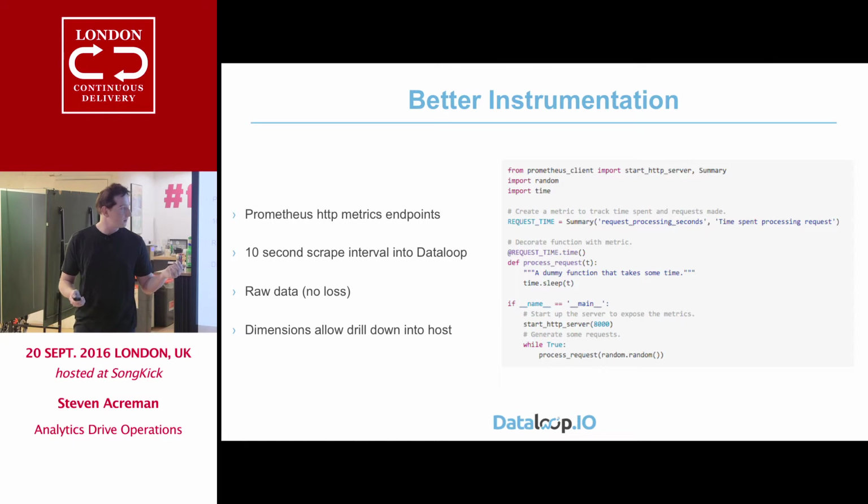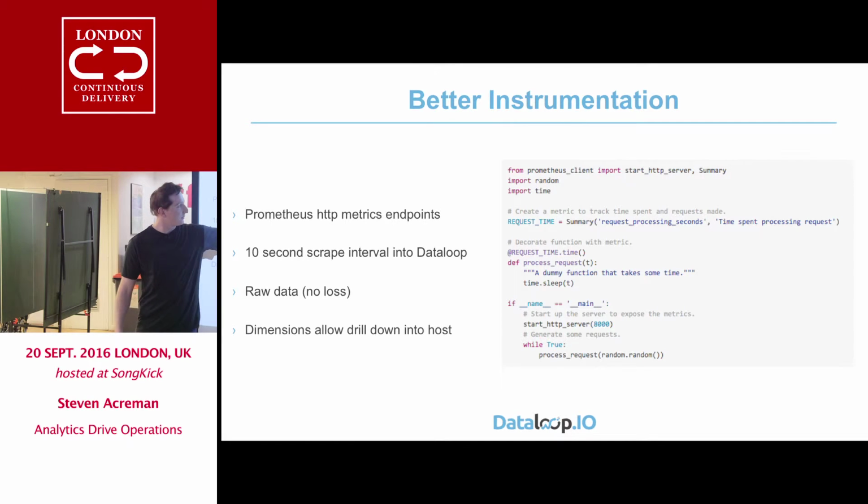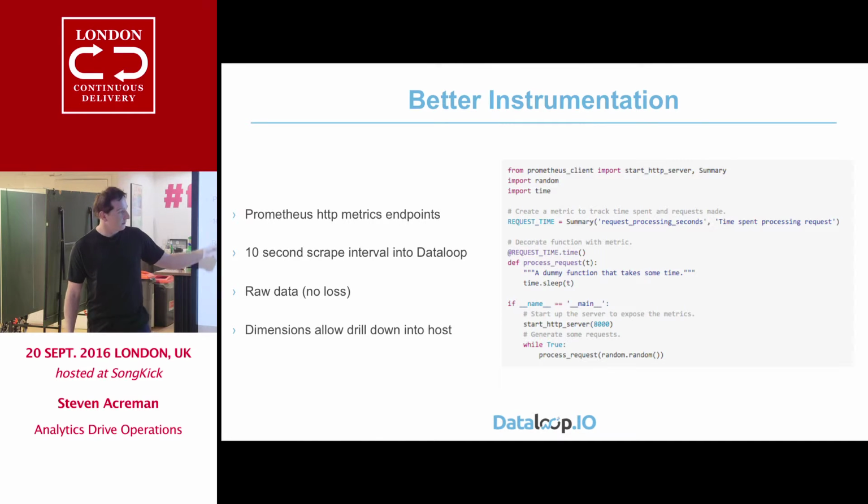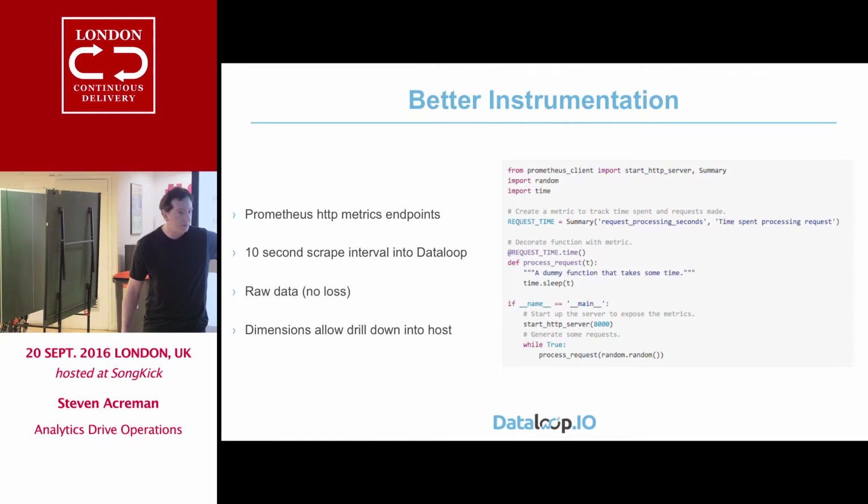It's fairly new. It came out of SoundCloud a couple of years ago, but it takes it the other way. Instead of it pushing all the packets out, all you do is in your app you just expose an endpoint, and then you expose the raw data, so you don't lose any. You just literally instrument it within your app. There's another Python example. Add the Prometheus Python client. It will start up on port 8000.